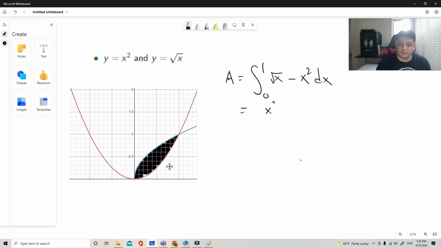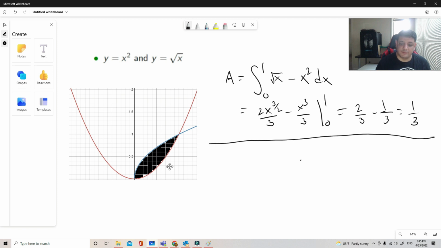This is just x to the 3 halves over 2 thirds minus x cubed over 3 between 0 and 1. And this is just 2/3 minus 1/3. And so that's going to produce 1/3. That is if I do this type of function in terms of x. Notice that I can also do it in terms of y.